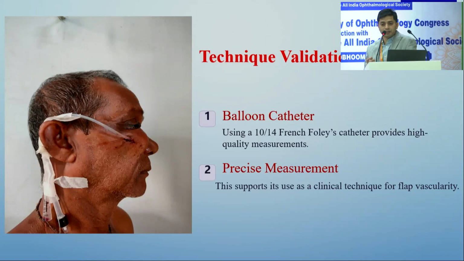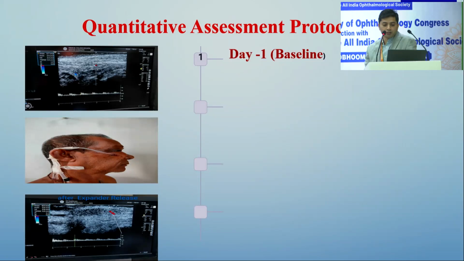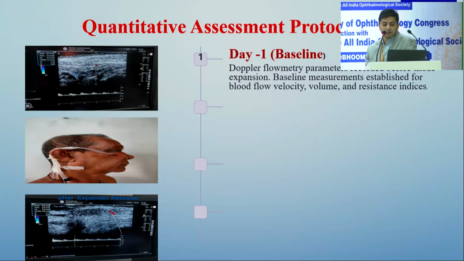First, technique validation was done using the 10-0 Foley's catheter, and precise measurements were taken. The protocol that we set was: on day 1, baseline Doppler flowmetry parameters were evaluated before insertion of the 10-0 Foley's urinary catheter, establishing blood flow velocity, blood flow volume, and resistance indices. Here we can see that before placing, there is very low blood flow on the red dot, and the total number of blood vessels is very few.